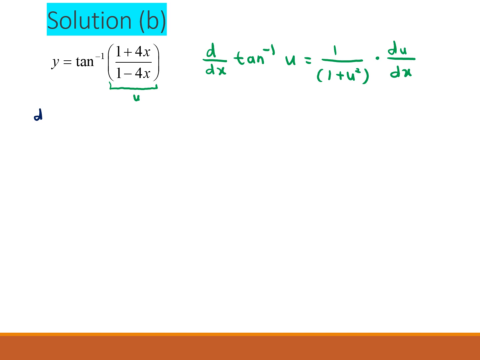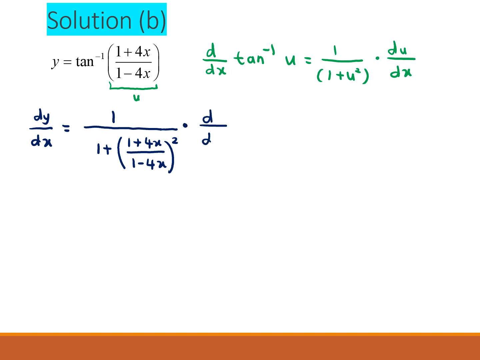Okay, now we rewrite this into dy over dx. The derivative of inverse tangent of u will be 1 over 1 plus u squared, where u is 1 plus 4x over 1 minus 4x, squared. And then we have to find the derivative of u, where u is 1 plus 4x over 1 minus 4x. So this is the first equation.